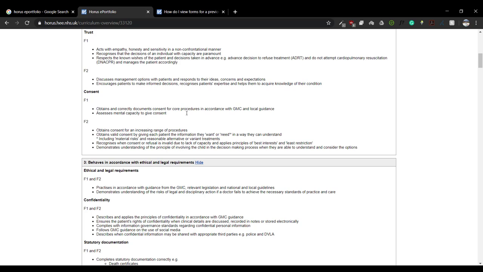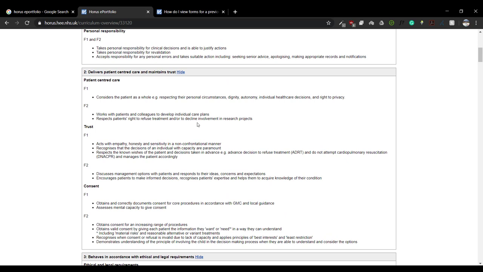DOPS to different things. Well, DOPS would be mainly procedures, but it could be a mini-CEX, mini clinical evaluation exercise, that you can get the consultant to sign off and use that form to prove that, oh, I have done this portion of the foundation competencies.